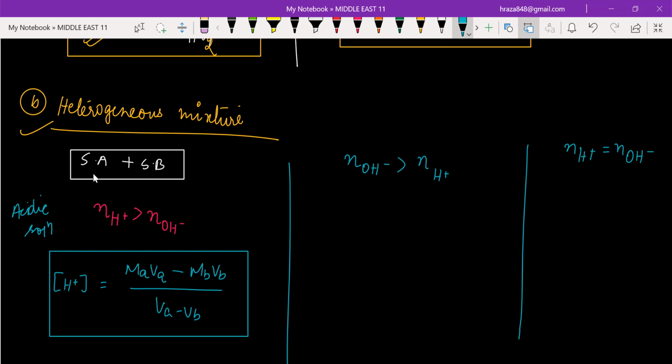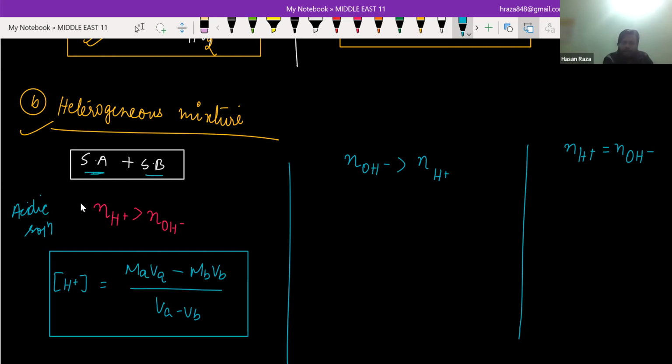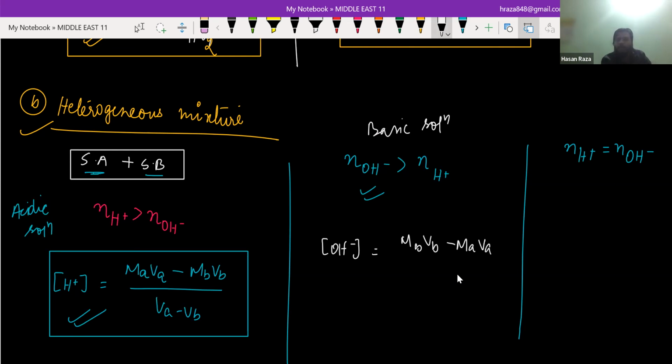So here, strong acid plus a strong base. So either number of moles of acid will be greater than number of moles of base, or number of moles of base will be greater than number of moles of acid, or they will be equal. Okay. So in the case of number of moles of H plus greater than OH minus, this is the required formula. And in the case where OH minus is greater, that means basic character is greater, so the solution will be basic. And here we will go for OH minus, and OH minus is molarity of base into volume of base minus molarity of acid into volume of acid upon both volumes added.